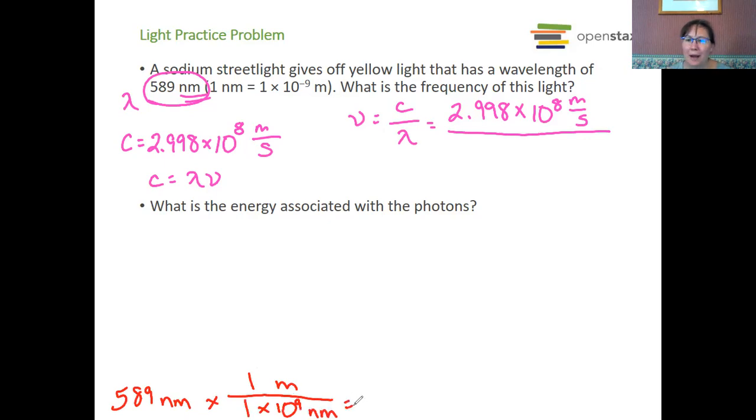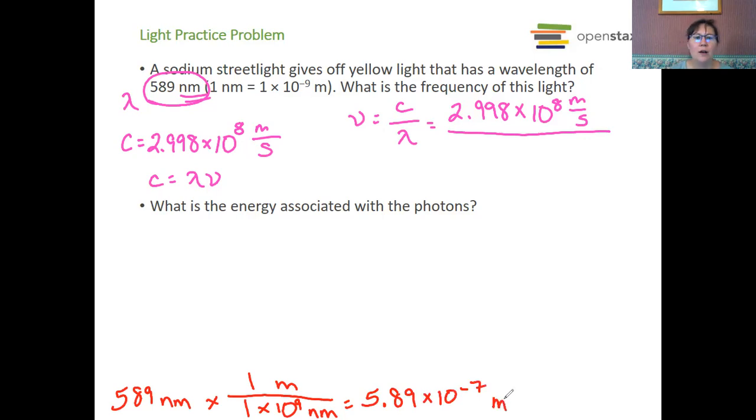Okay, so we're back to using lots of scientific notation on our calculators. So you should be trying all of these problems with me to make sure that you're really comfortable with the way your calculator does scientific notation. So 589 divided by 1 times 10 to the 9th. And what that will give you is 5.89 times 10 to the -7th meters.